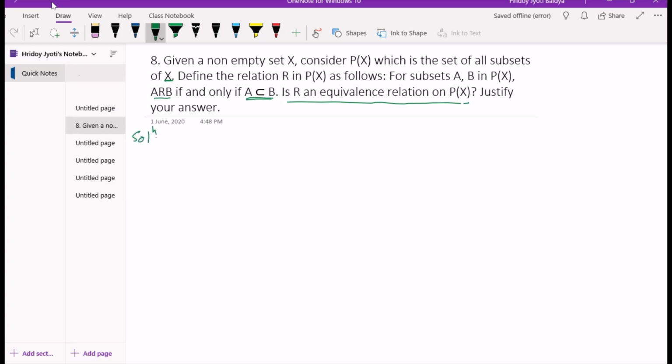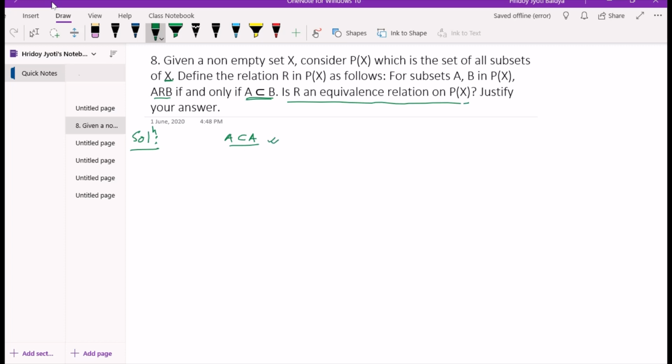Okay, question, I think you have understood. Two sets A and B are related as long as one is a subset of the other. This relation is clearly reflexive, because a set A can always be written as a subset of A. So it is reflexive clearly.